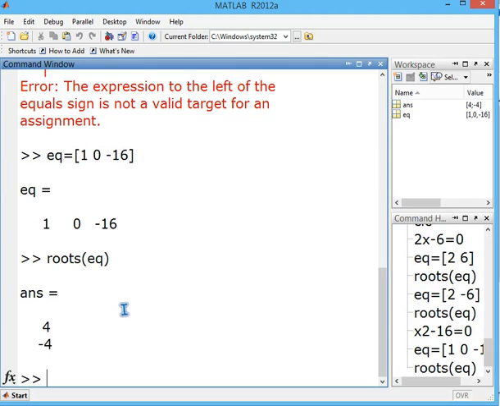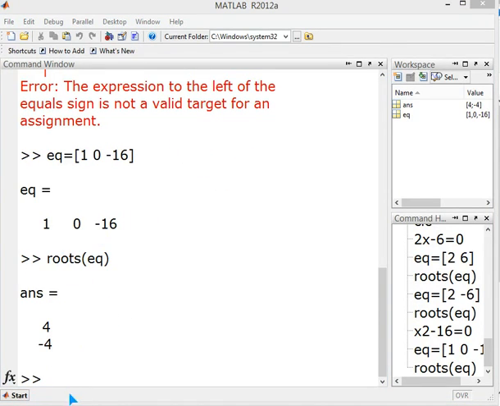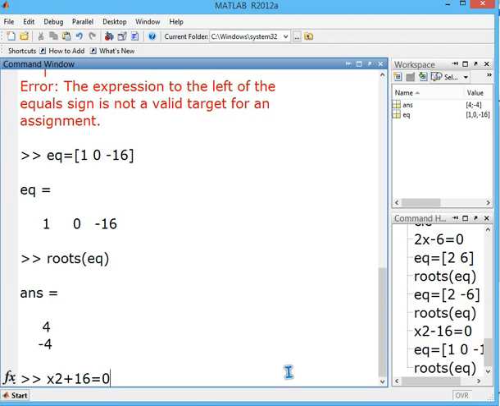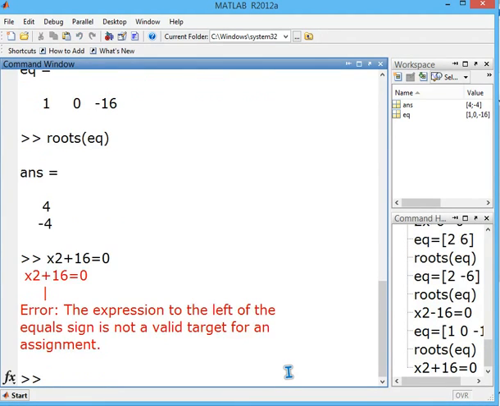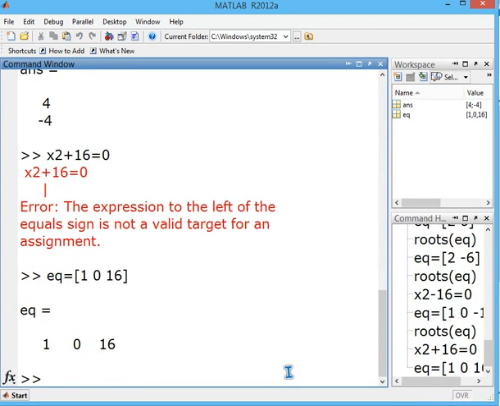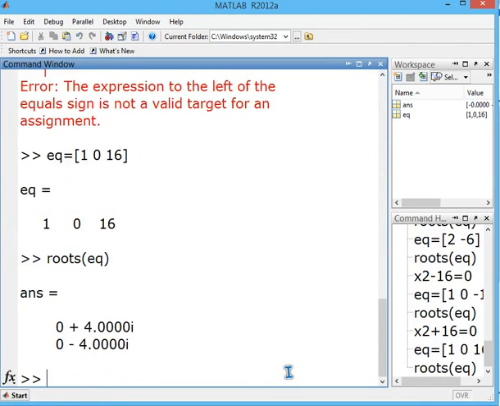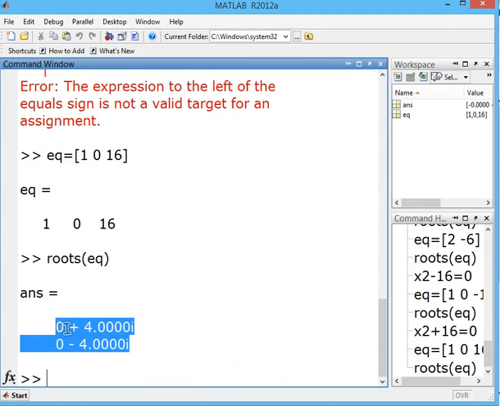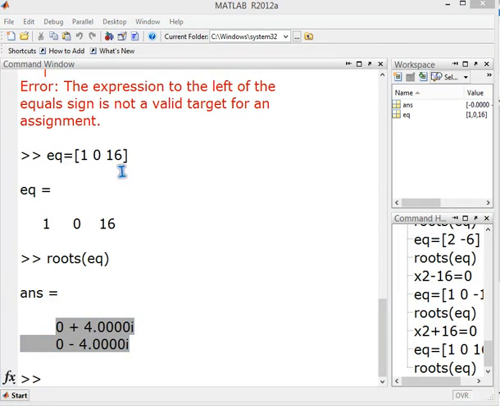What if I have an equation of this type? Because we know that a real solution is not there, it has to be an imaginary solution. So the roots function will give a solution for that also. How? First make the equation. Let's just change minus 16 to plus 16, and again run roots, and we see that we have an imaginary solution. This is what we would have expected.